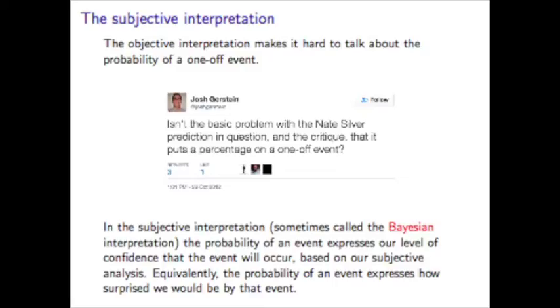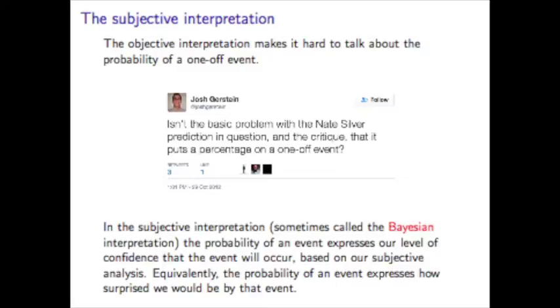The objective interpretation is the interpretation that we are more familiar with from school, and sometimes this can lead to confusion. How are we supposed to assign probability to an event which can only occur once? How are we supposed to assign a probability when we are not able to run the experiment over and over again? So for example, here is a tweet which is expressing skepticism about the idea of assigning a probability to the outcome of an election, the 2012 presidential election in the United States. We are not able to repeat that experiment over and over again, so how can we assign a probability to the outcome?